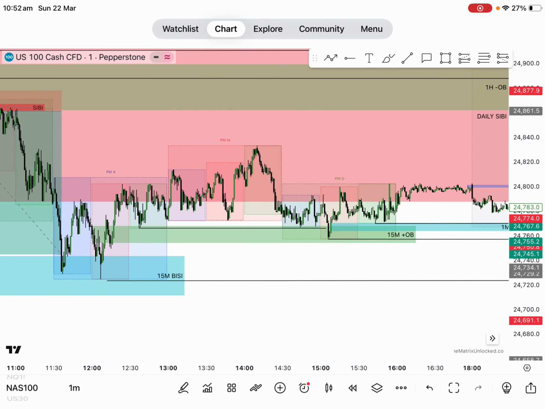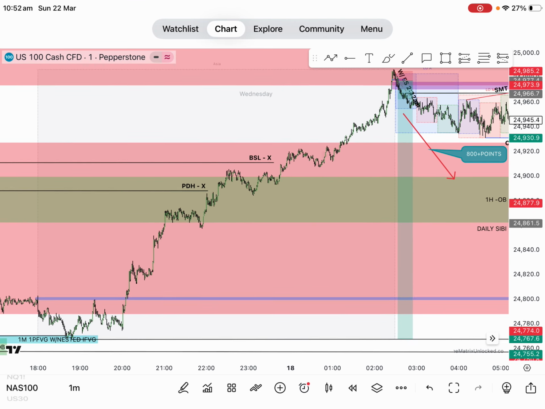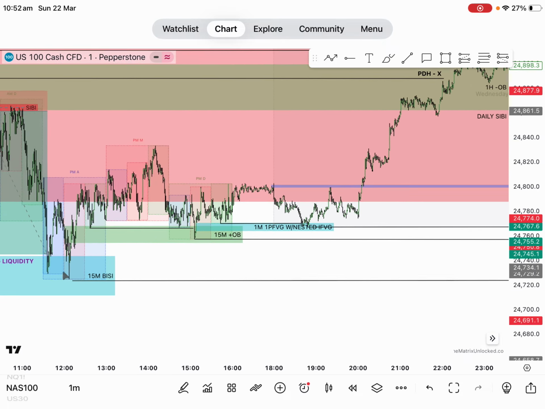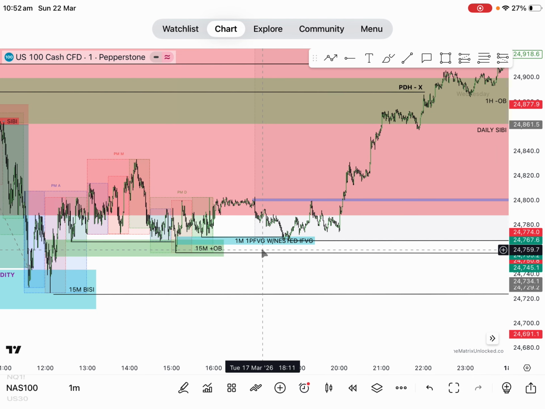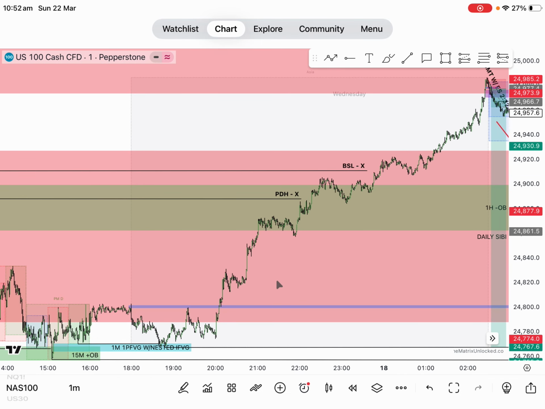Very high risk to reward ratios for this strategy. Another one, and it kept running and running and running. Look, respected the 15-minute FVG, 15-minute bullish order block, 1 minute first presented fair value gap with nested IFVG. It respected all of them. Kept running, kept running.